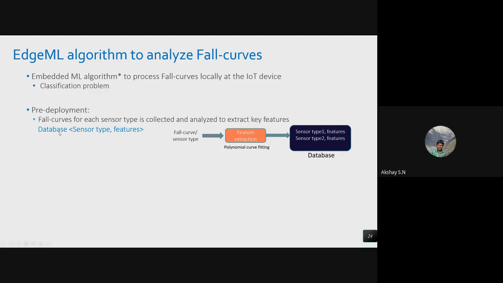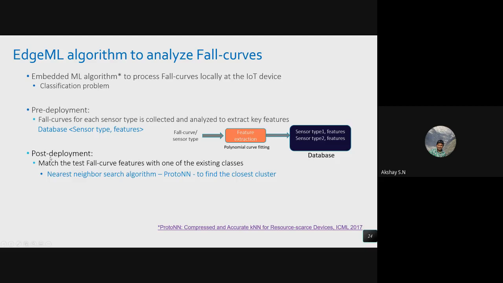Let's say I have 3 sensors: moisture, temperature, humidity. These are my 3 sensors. For each sensor, I collect the fault curve and store it in a database. Okay, that is the sensor type and features. And then when the device is running in the field, it will collect its own fault curve, and then we do a nearest neighbor search in the database. So for example, let's say I have a temperature sensor. Its fault curve should match the temperature sensor in the database, right? If it does not match with any of the sensors, then we detect that as a faulty sensor, right?